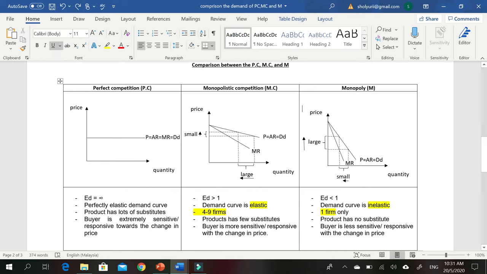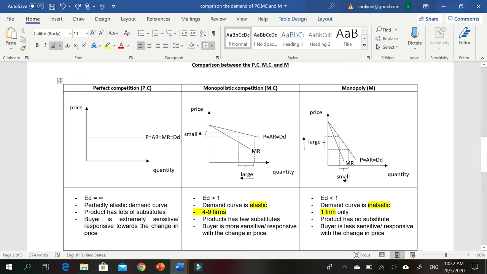Okay. So, product has no substitute for the monopoly. Buyer is less sensitive and responsive to the change in price. It's kurang responsive sebab tak ada pilihan kan. Monopoly, ingat karakteristik kata, dia hasilkan produk yang unik. Dia ada copyright patents, special privilege. Produk dia tak boleh tiru. Kalau orang customer nak beli, tu je satu-satunya ada dalam pasaran. Tak nak, you kena bought from that seller.